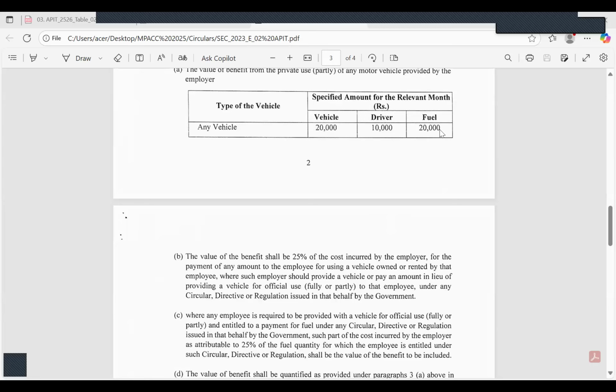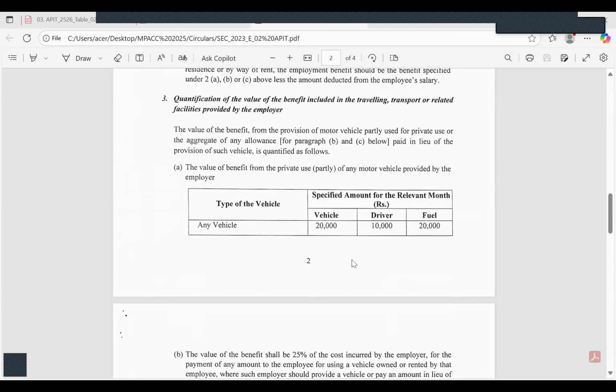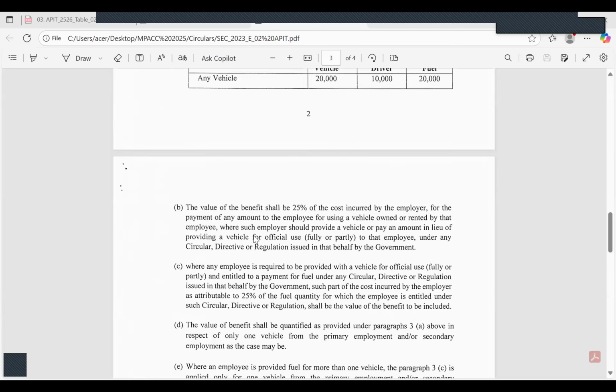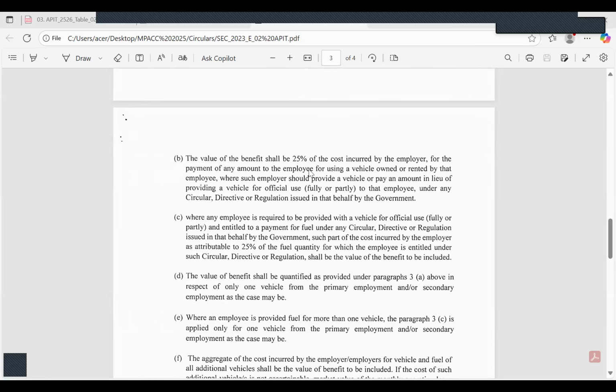So these values are for a month. So we can consider these values for the calculation of vehicle benefit, if that vehicle is partly used for private usage. Then B, the value of the benefit shall be 25% of the cost incurred by the employer if that employee is a government official. That means for any government officials, there is a circular, under any circular, directive or regulation issued in that behalf by the government.